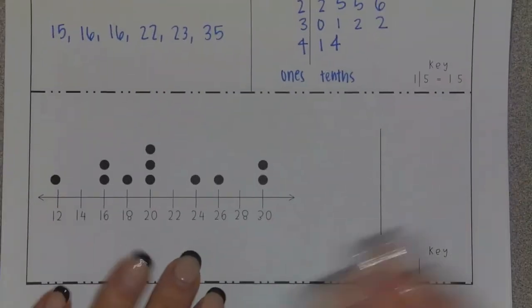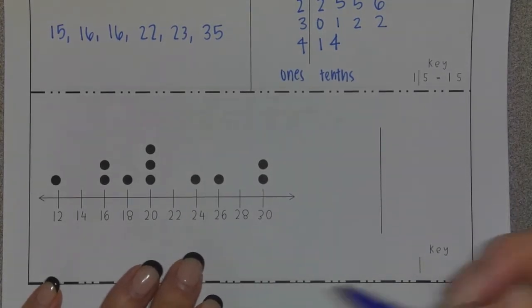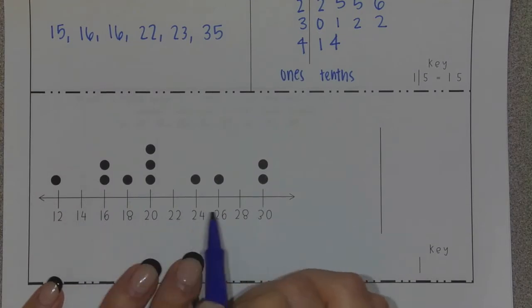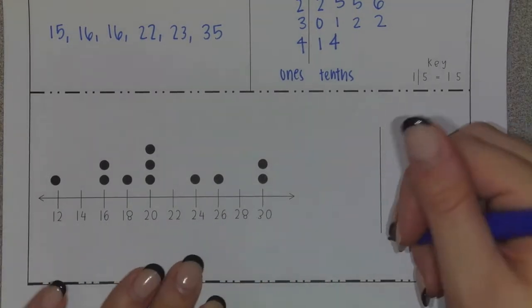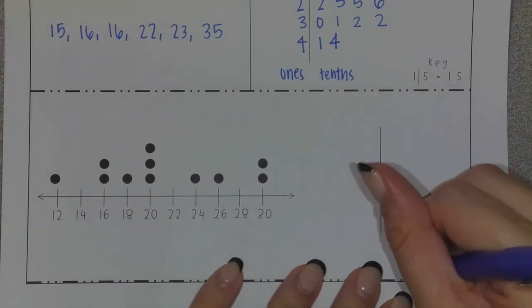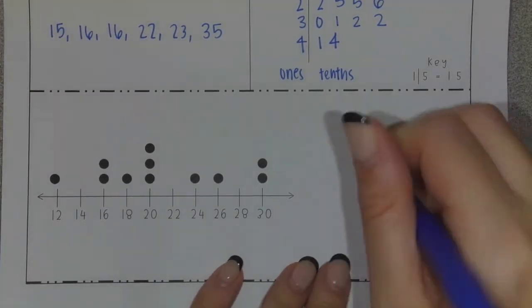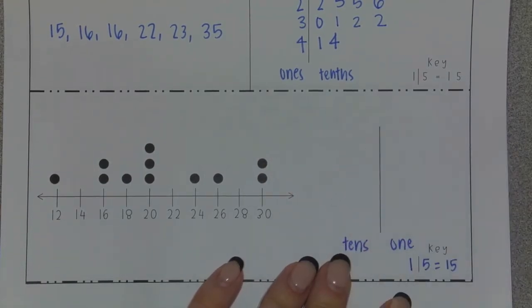All right, and then the last one. This time we're going to use this dot plot to help us create our stem and leaf. This time we don't have a key, so we need to create one. When I look at all of my data values, they all have a tens and a ones digit. So I'm going to use that to help me create my key. Again, 1 line 5 would be 15. My stem is the tens. My leaf is the ones.